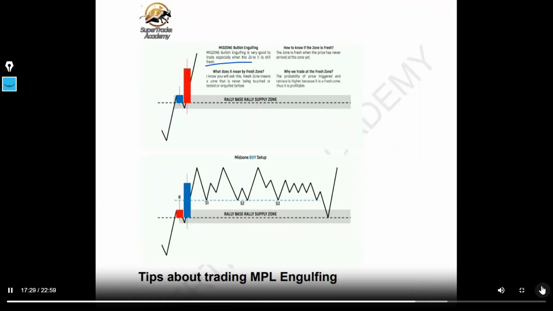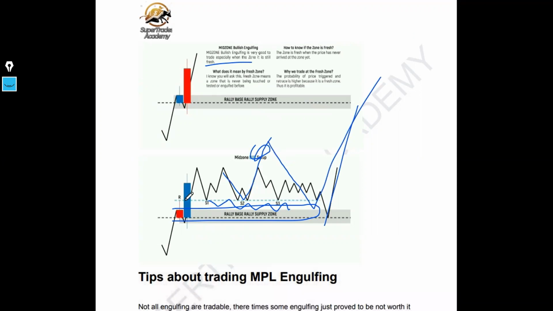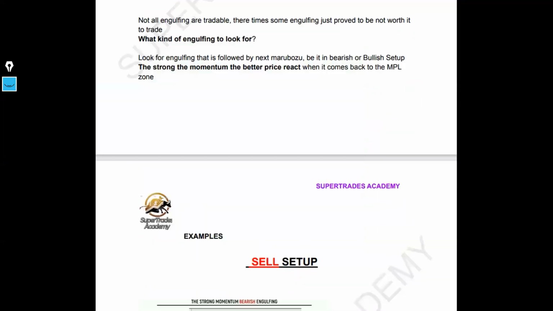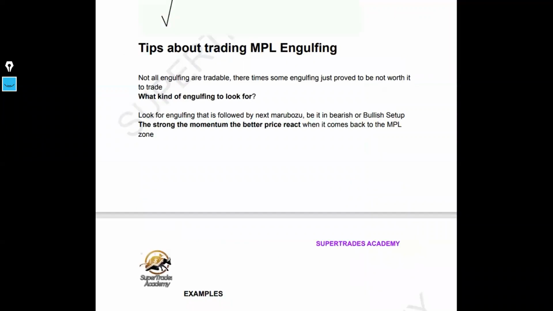Rally, base, rally. You come back, you pick orders, liquidity is created, you pick orders and go all the way up. So you have to be patient. The market can come here, go up, and the buyers get taken out, and it goes back. So whenever there is a fresh demand zone, the market will always come back and pick orders before going up. These are the tips that you have to follow, guys, when trading maximum pain level.